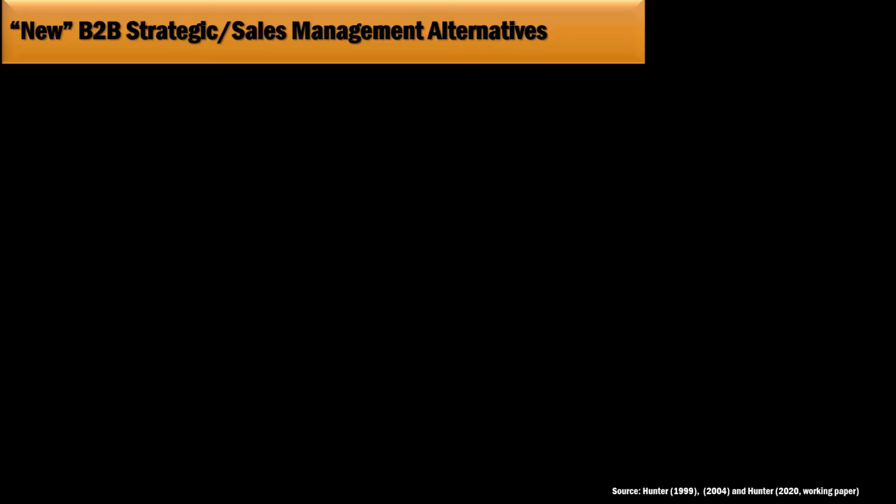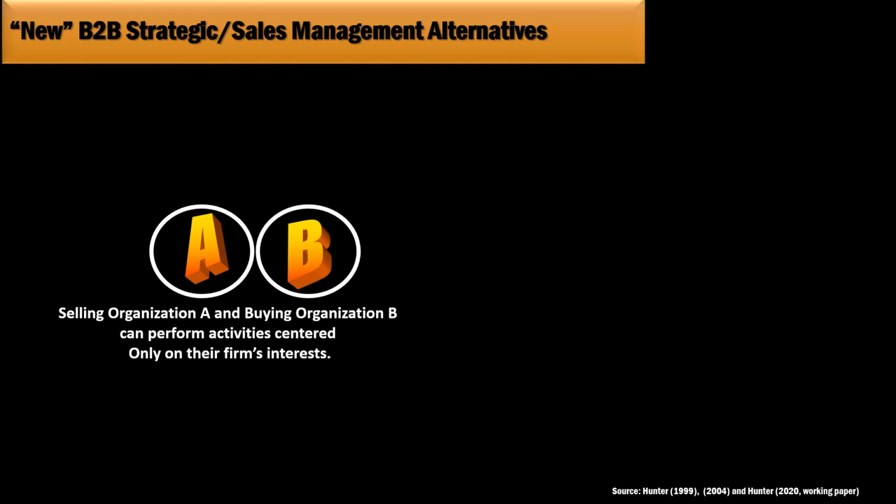So what I like to think about, from a sales management perspective, is that there's a selling organization A and a buying organization B, right? And this is the buyer and the seller. And they can perform activities that are centered only on their firm's interests. They can just continue doing what the old world of selling was, which was an arm's length exchange, opportunistic behavior where we're just looking out for the seller. We don't really care about the buyer, and the buyer is just looking out for the buyer, and they don't really care about the seller.